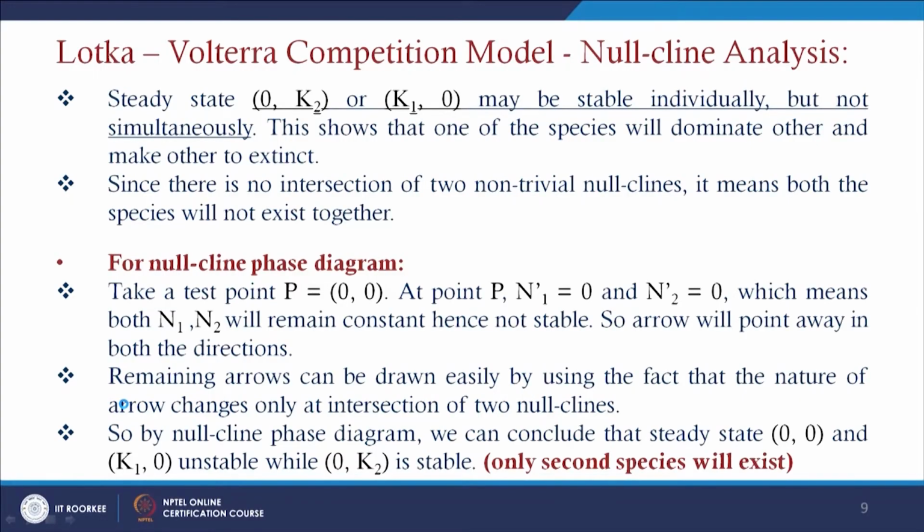The remaining arrows can be drawn easily by using the fact that the nature of the arrow changes only at the intersection of two null lines. So, by the null line phase diagram we can conclude that steady states 0 0 and k1 0 are unstable, while 0 k2 is stable here, and only the second species will exist.